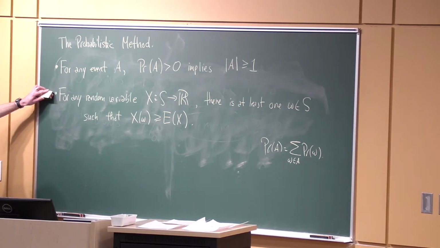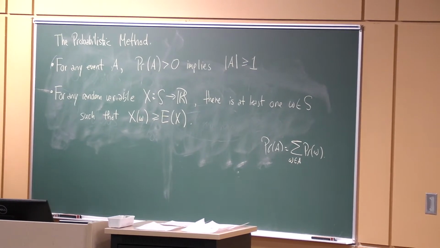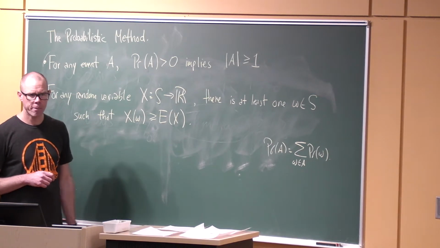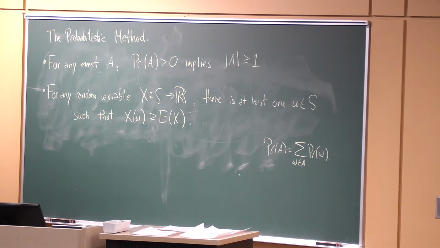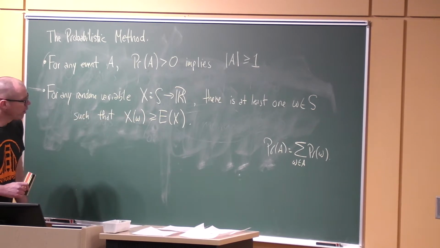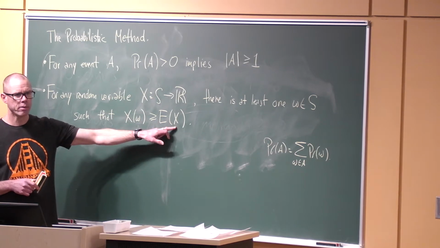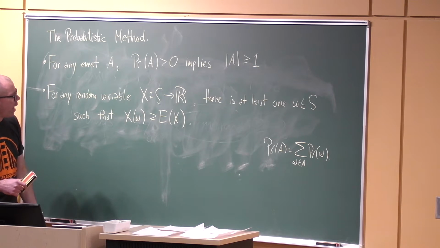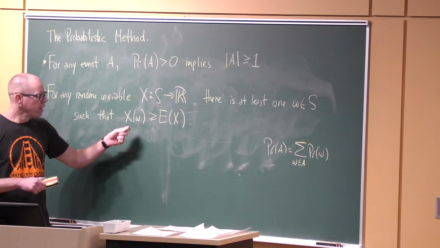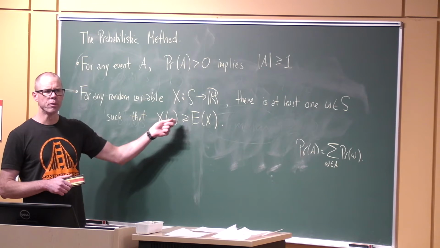Another common version of it is you take a random variable, X, from S onto the real numbers, and somehow you figure out the expected value of that random variable. And what do you conclude from that? You conclude something quite weak, which is that there must be something in S whose value, when you apply this X function to it, is bigger than or equal to the expected value. All that's saying is that X assigns each thing in S a particular number. The expected value is the weighted average of those numbers. So there must be something in S which is bigger than or equal to the average.